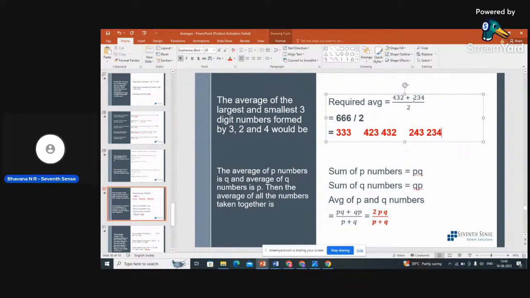So 432 plus 234 divided by 2. When we calculate, we get 666, which will be divided by 2. Why do we divide by 2? Because they have given the average of the largest and smallest numbers, so we need to find this average, which is 333.